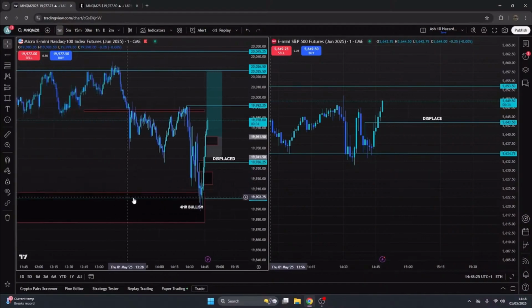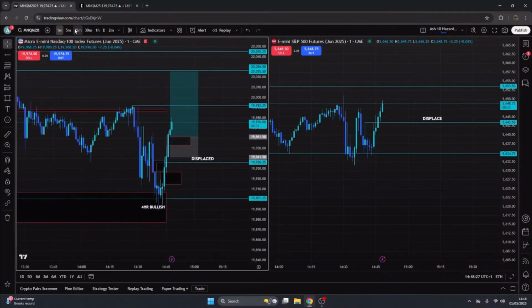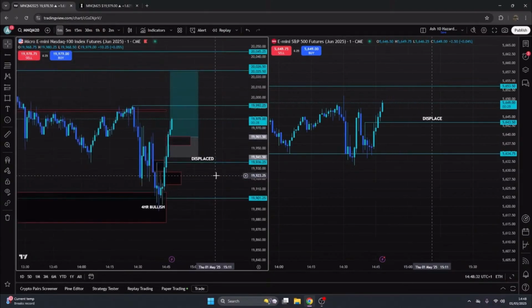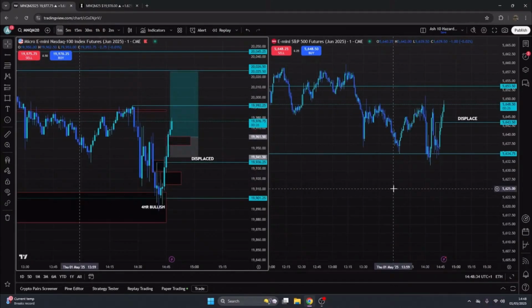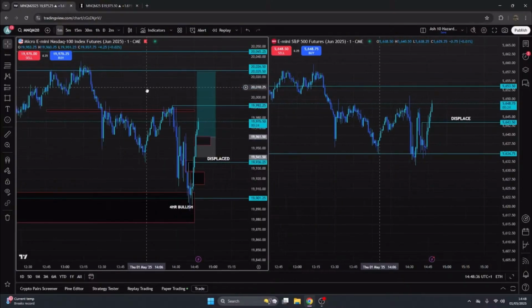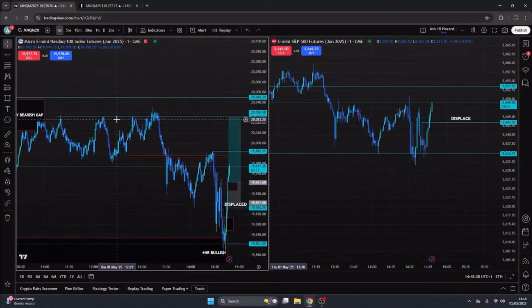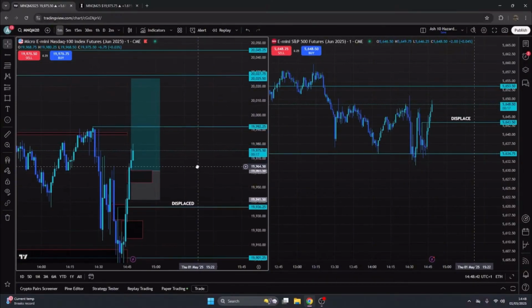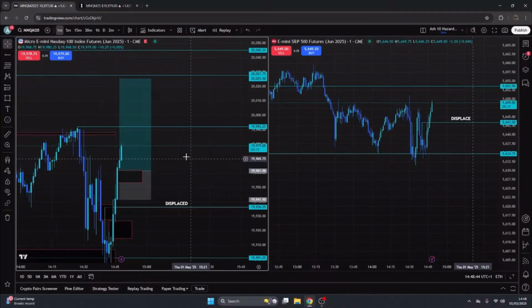Reason for longs is because we swept this level of sell-side liquidity on the 15-minute time frame, and we've got the same here as well. We failed to take this high up here, which would have had a bearish SMT, high time frame bearish SMT, but neither NQ or ES actually took it.